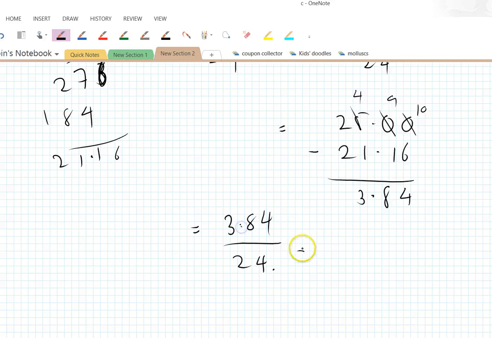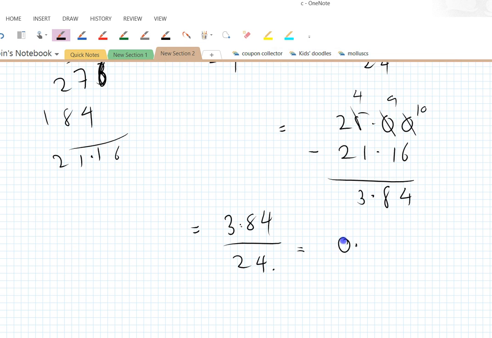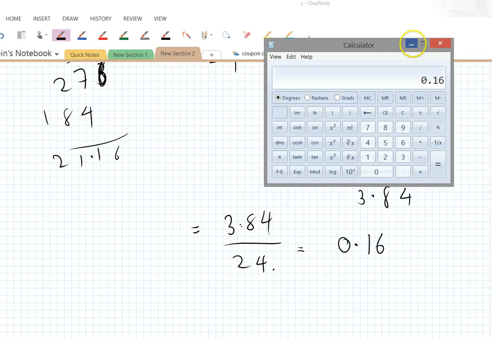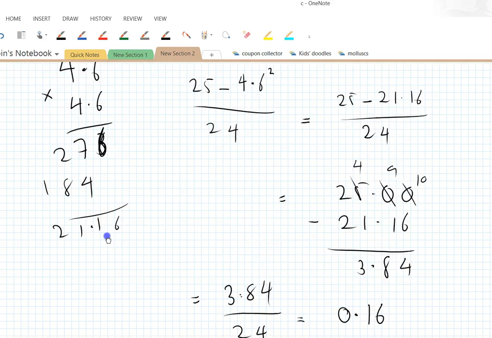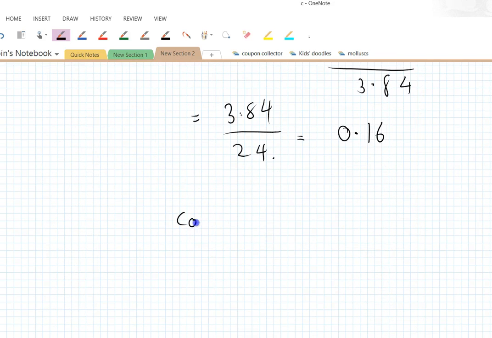3.84 over 24, which I cannot be bothered to work out, so I'm going to use the calculator. 3.84 divided by, what was it, 24 equals 0.16, I think. Yes, 0.16. So what that tells us here is that cos A equals 0.16. So what's A?